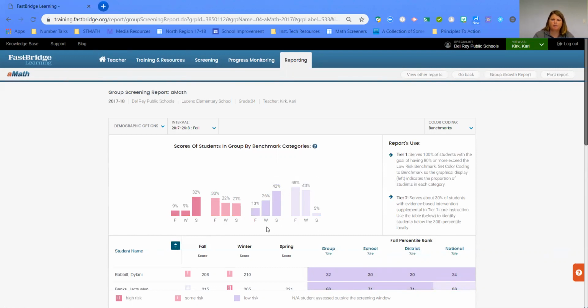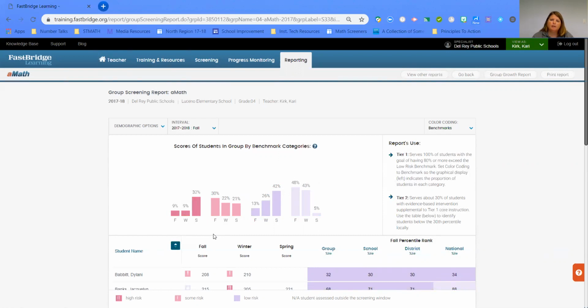If I want to use this information to gauge the health of universal instruction within this classroom, I'm going to look at the total percentage of students that were at risk. So I have 9% and 30%, representing 39% of my students at risk. We'd really like this number to be 20% or lower when we think of that MTSS triangle.